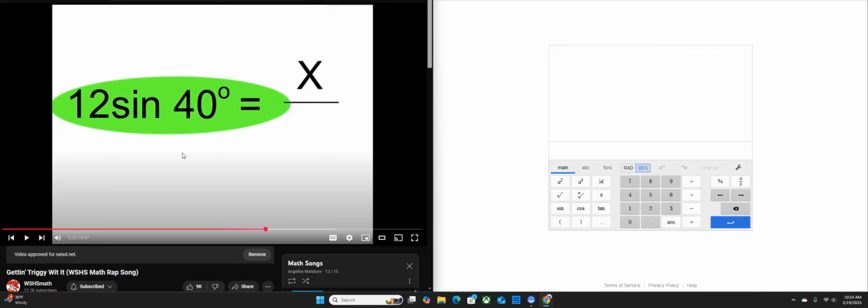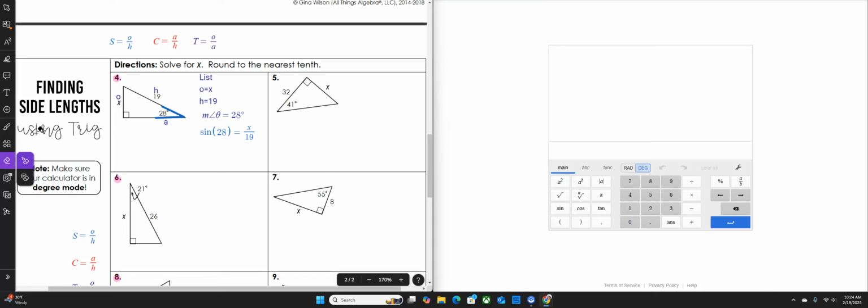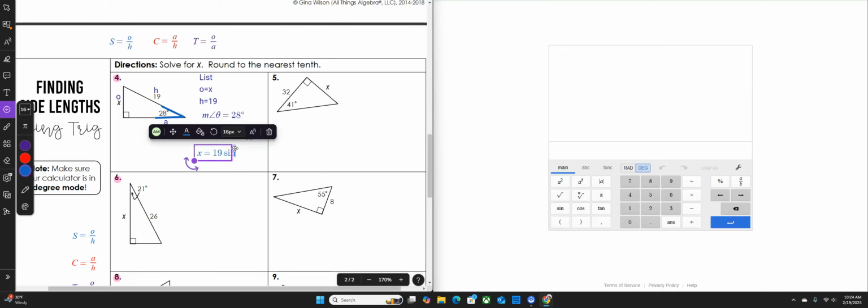So when we look at that, you'll see they just took the 12 out from under the division sign and put it out in front. So then what we are going to do is the same thing. So we're going to say that x will be equal to 19 times the sine of 28.